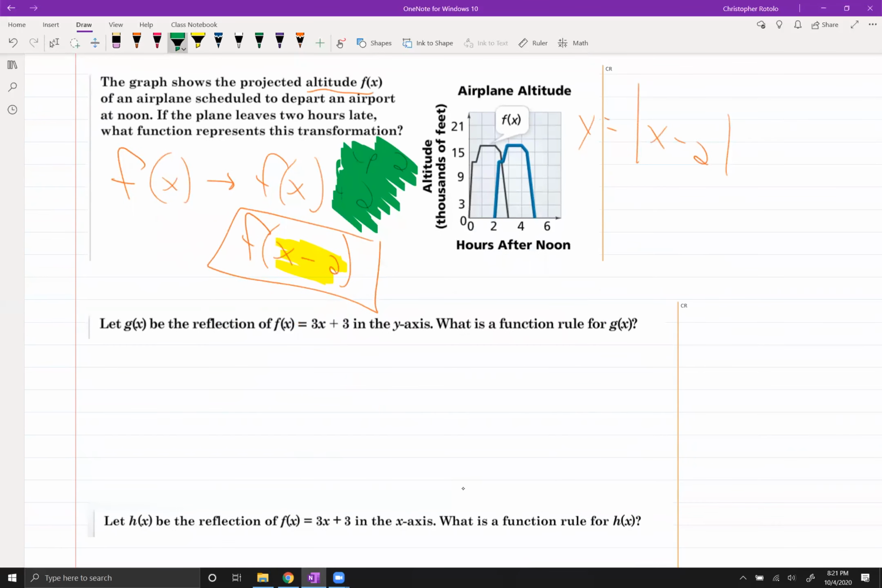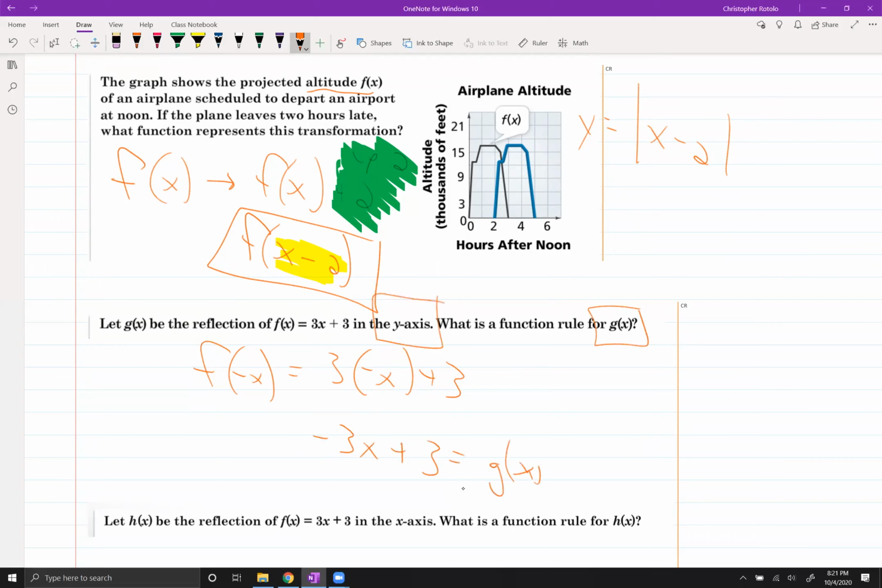All right, let g of x be the reflection of f of x, which is 3x plus 3, in the y-axis. What's the function rule for g of x? Well, we didn't talk too much about the y-axis reflection. What that means is we're going to plug negative x into the function. So we want 3 times negative x plus 3. This result is what's now called g of x. So negative 3x plus 3 would give us g of x.